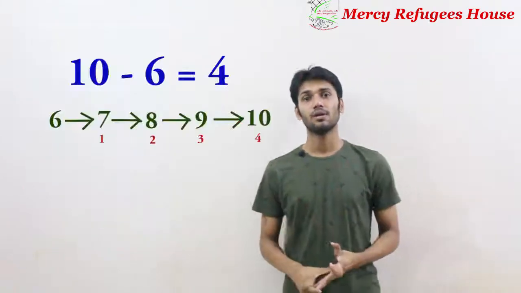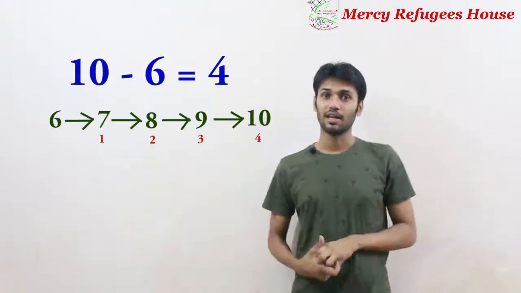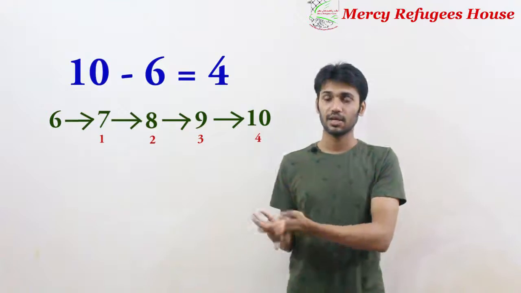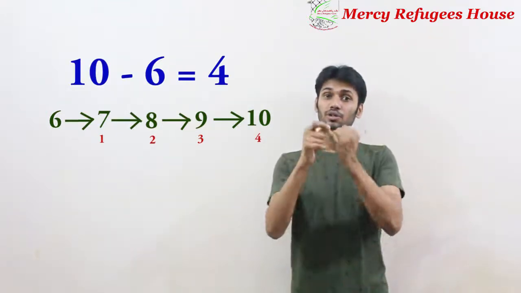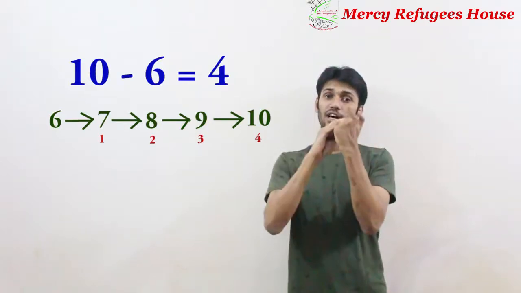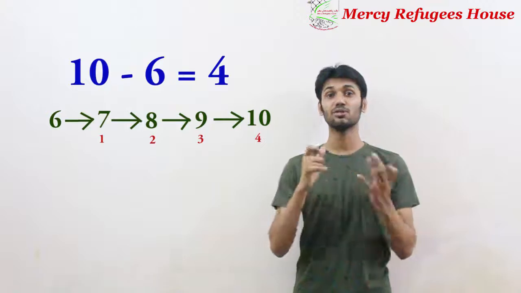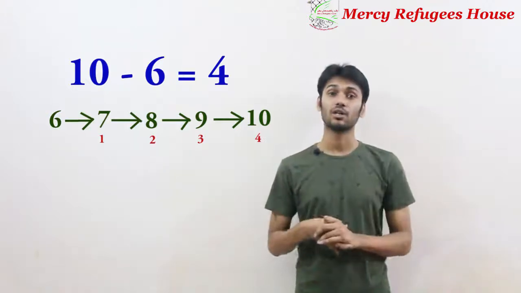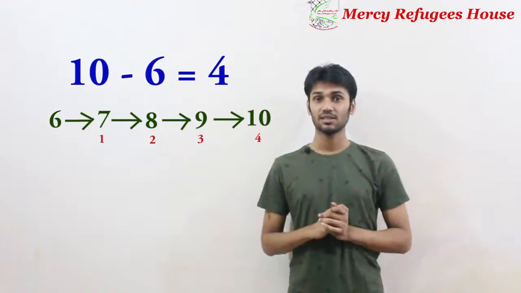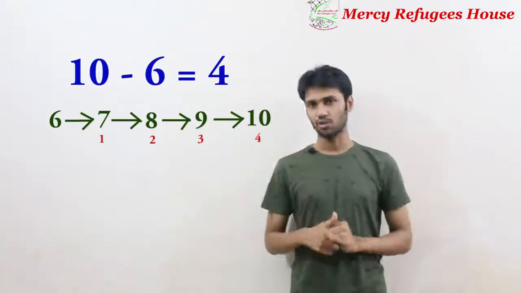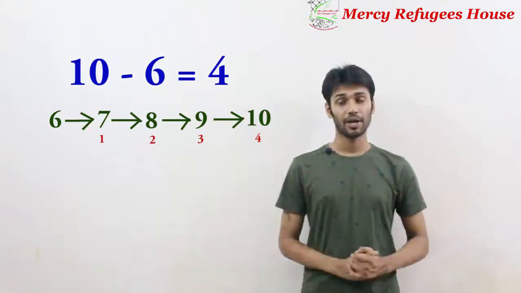For example, 10 minus 6. Here the large number is 10 and the small number is 6. Now you need to reach from 6 to 10. How? After 6 you go 7, 8, 9, 10. How many numbers do you have to go further? 4 numbers. That means you needed 4 more numbers to get to 10. That means the answer is 4. 10 minus 6 equals 4. You can do it both ways.